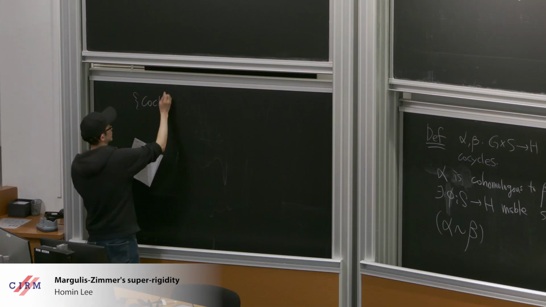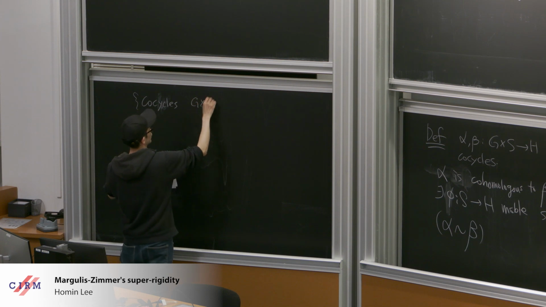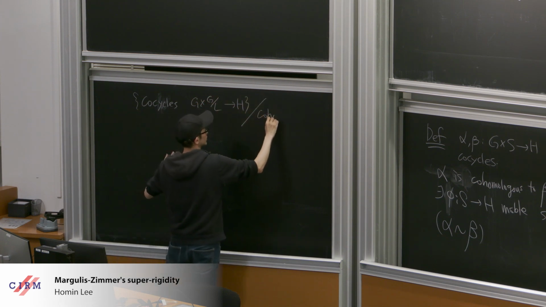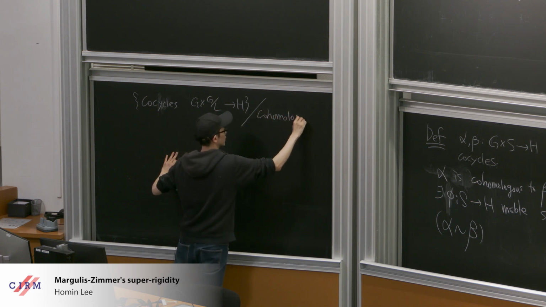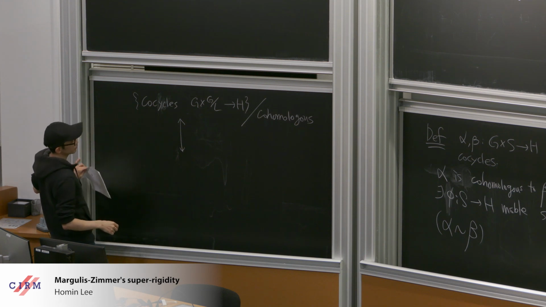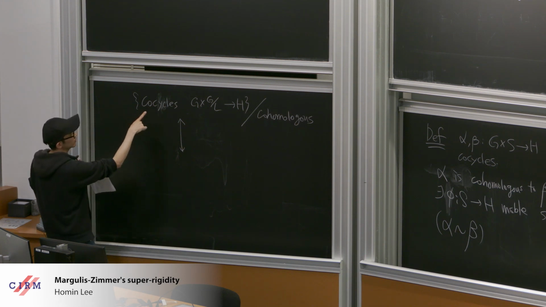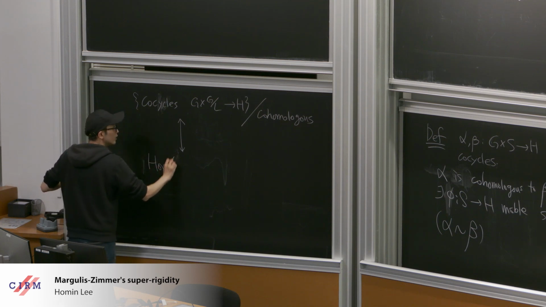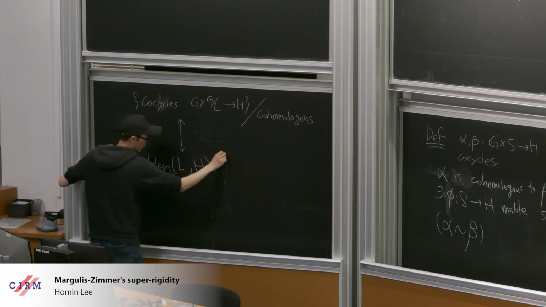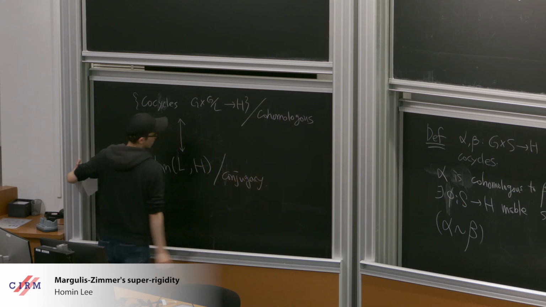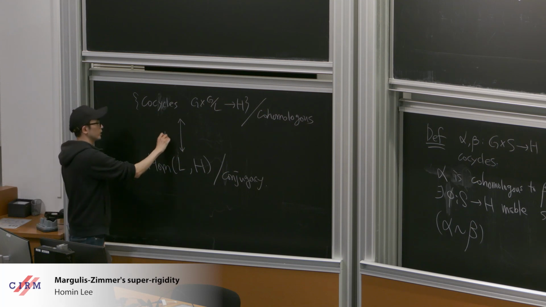Cocycles from G times G mod L to H, up to cohomologous, there is a bijective correspondence between cocycles like this and the homomorphisms from L to H mod conjugacy. So there is a one-to-one correspondence.